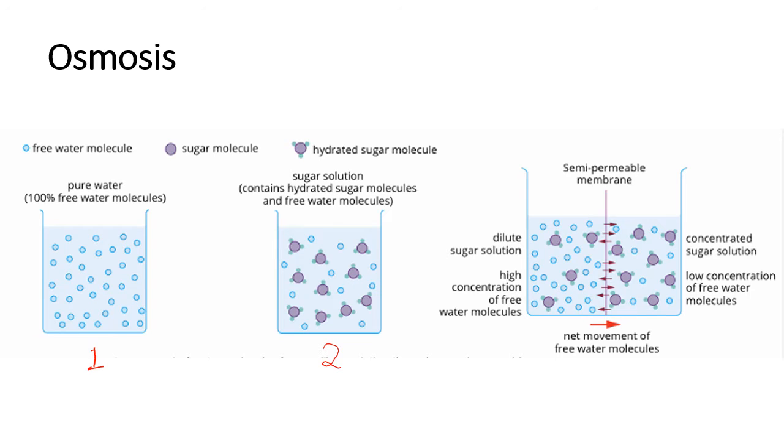If we put the two solutions together and separated them by a semi-permeable membrane, like in diagram 3, we can see that the net movement of water will be from the left side to the right side of the membrane. This would reach equilibrium. What you'd expect is that the water level on the right side of the membrane would increase and the water level on the left side of the membrane would decrease due to the net diffusion of water.